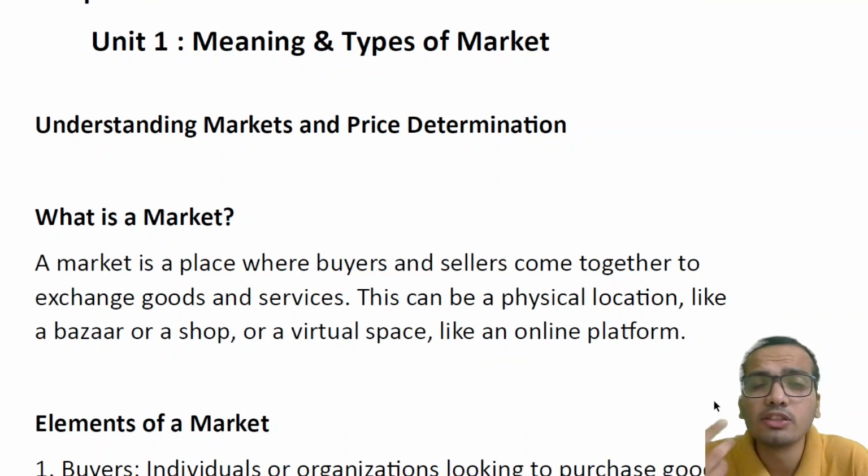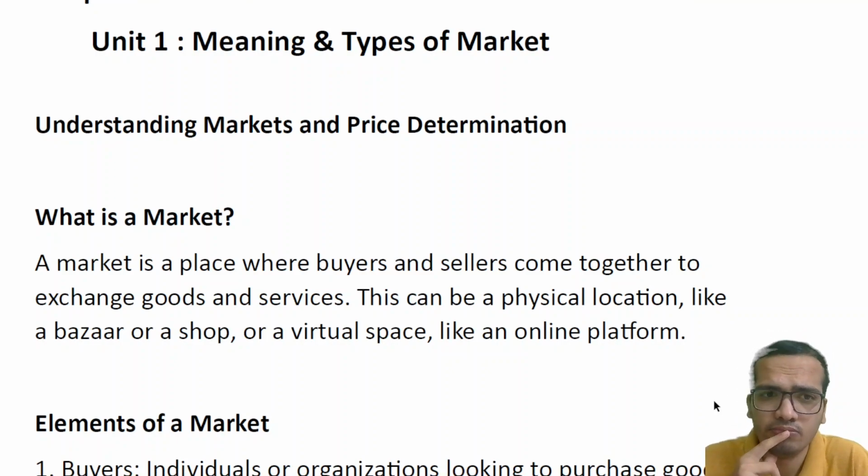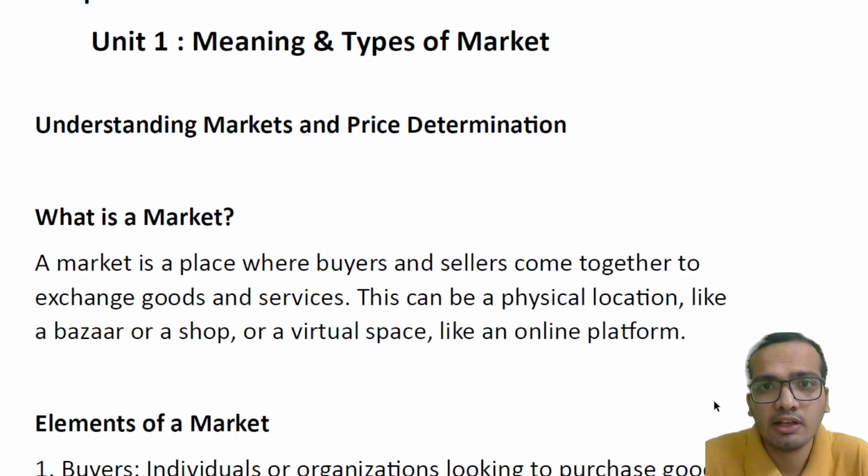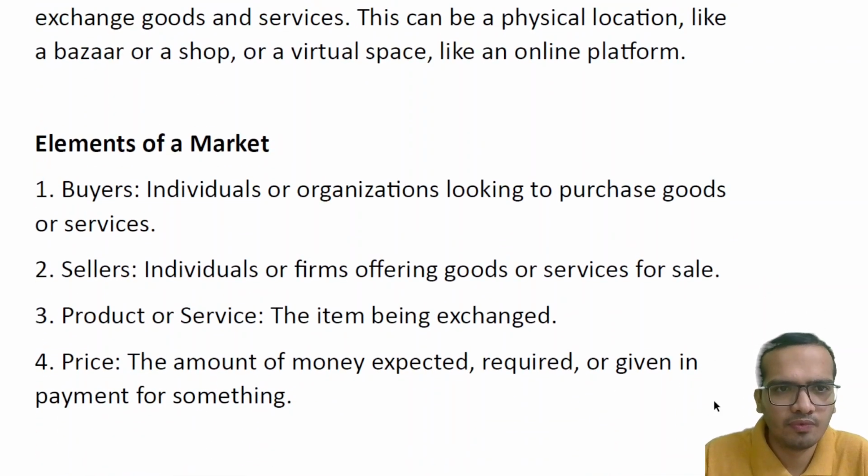Firstly, what is a market? A market is a place where buyers and sellers come together to exchange goods or services. This can be a physical location like a bazaar or shop, or a virtual platform like an online platform.